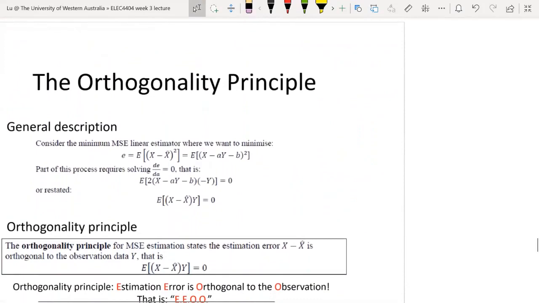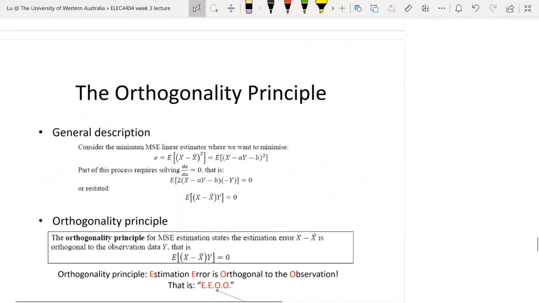The very last topic for this part is the orthogonality principle. This is actually a small extension of our linear minimum mean square error estimation. When we consider the minimum mean square error linear estimator here, we want to evaluate how to minimize the mean square error.